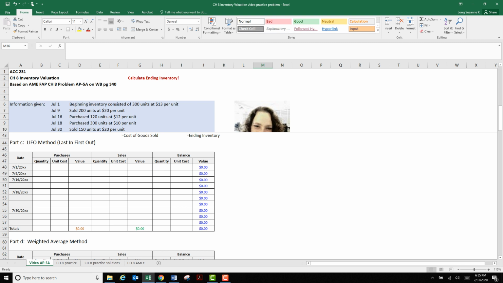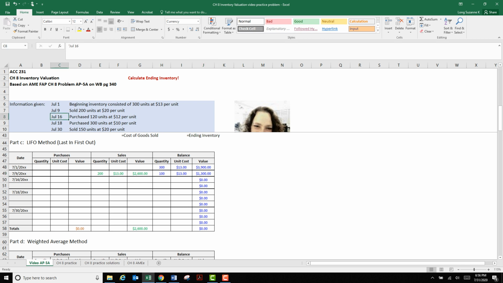Same idea. We're going to start with our beginning balance. 300 at 13. The 9th sold 200. The only ones that we could sell are the 13s, so same as before, multiply, and what's left? 300, subtract what we sold, so same as before, and 13, so that's where we're at on the 9th.